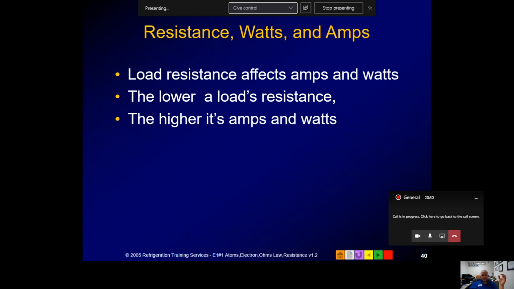All right, so how are these all related besides just being in a formula together? Resistance affects amps and watts. It also affects the voltage drop across something, so they're all tied together. The lower a load's resistance, the higher its amps and watts.